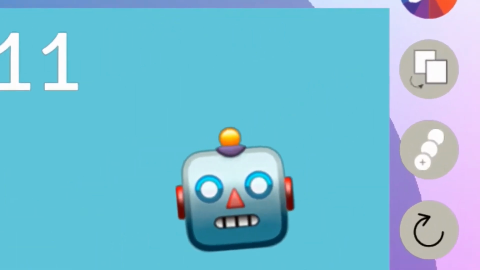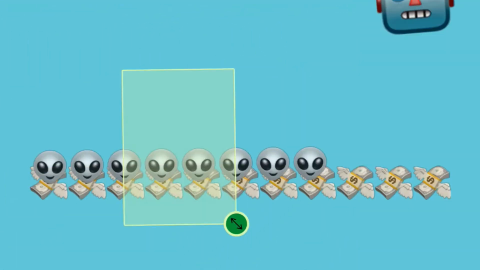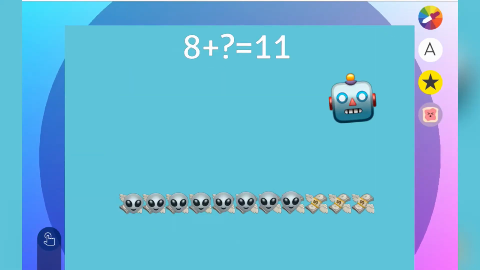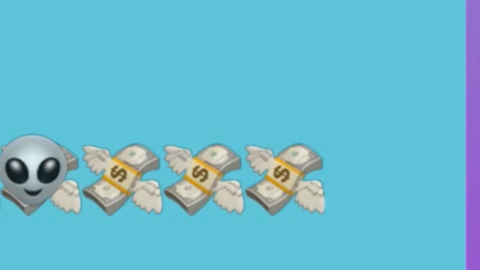Pro tip, you can use the layer tool right over here to bring your currently selected object up on top of other objects. Now that we've done that, we can see how many are left over. 3. If 8 of the 11 came from Sadie, then the other 3 must have come from Patsy.